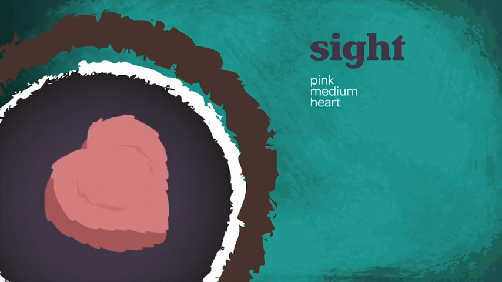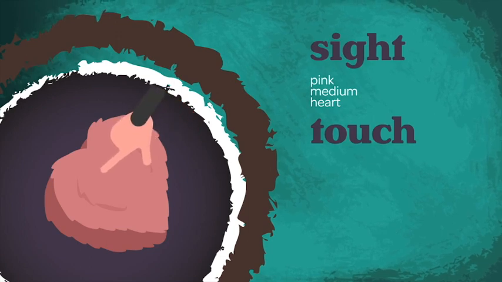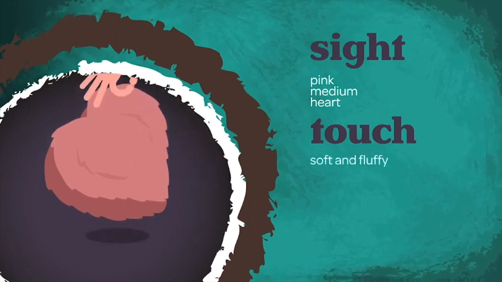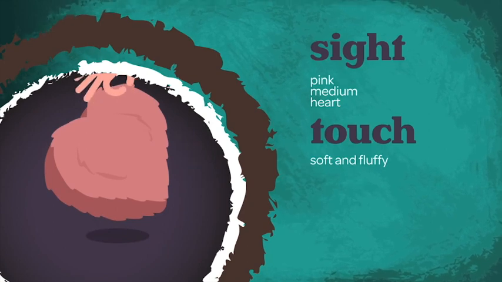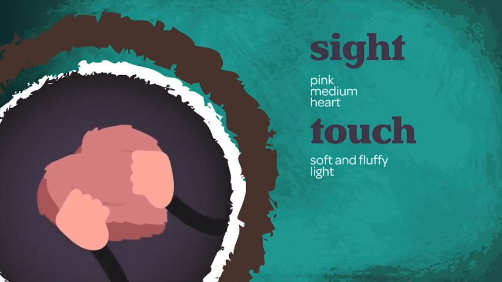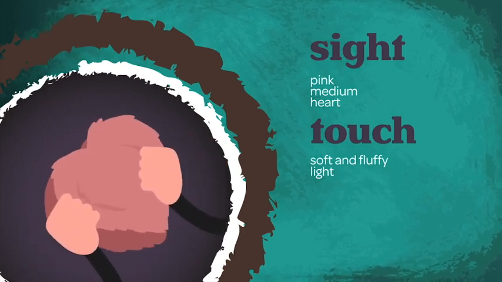What would your sense of touch tell you about this object? The texture is very soft and fluffy. It is easy to pick up, and the weight feels light. The object also feels squishy and can be bent.